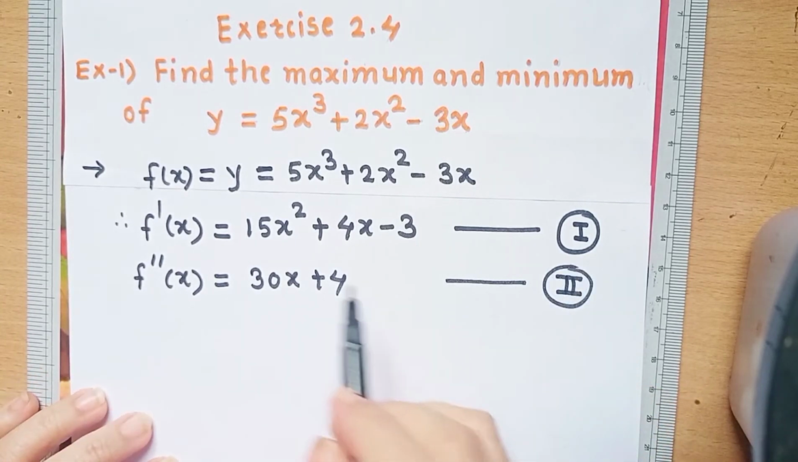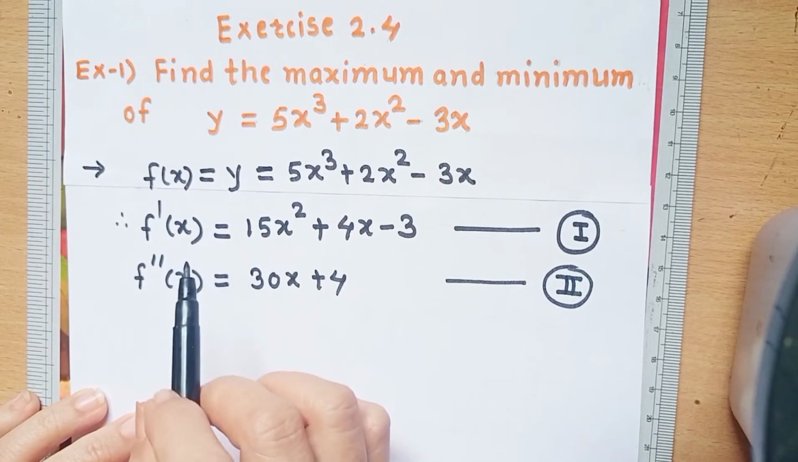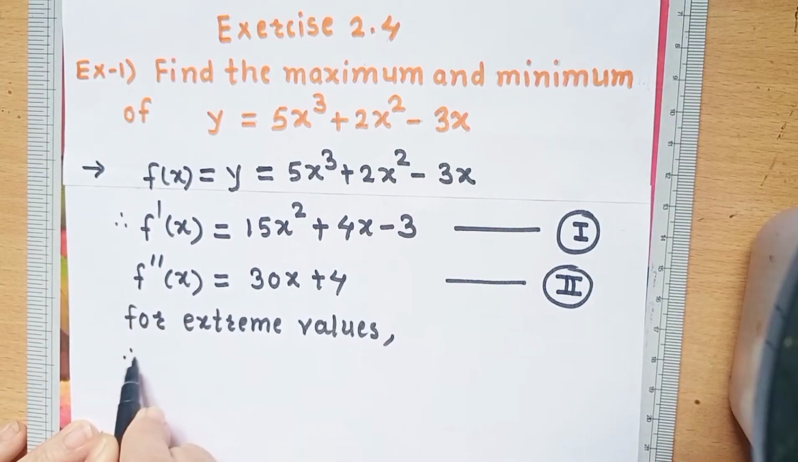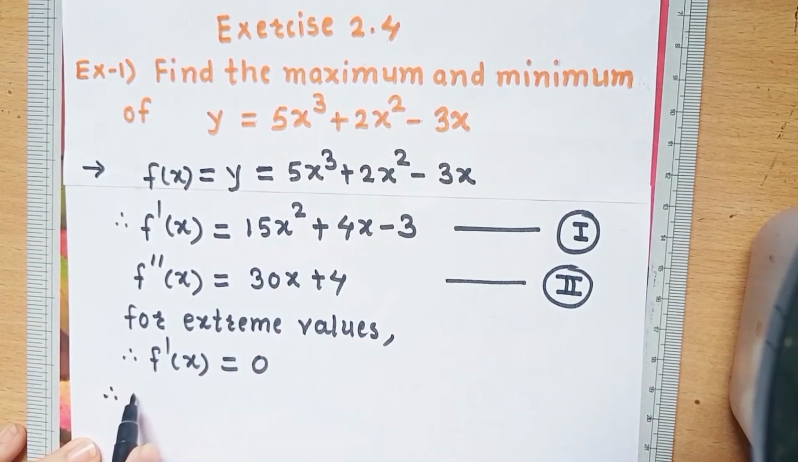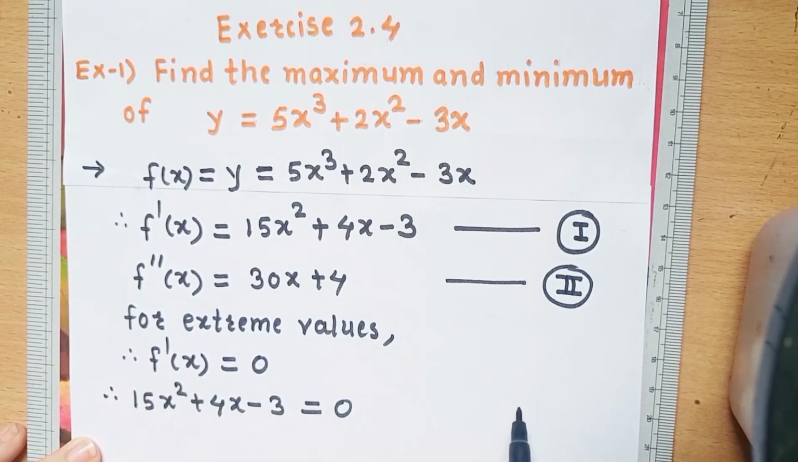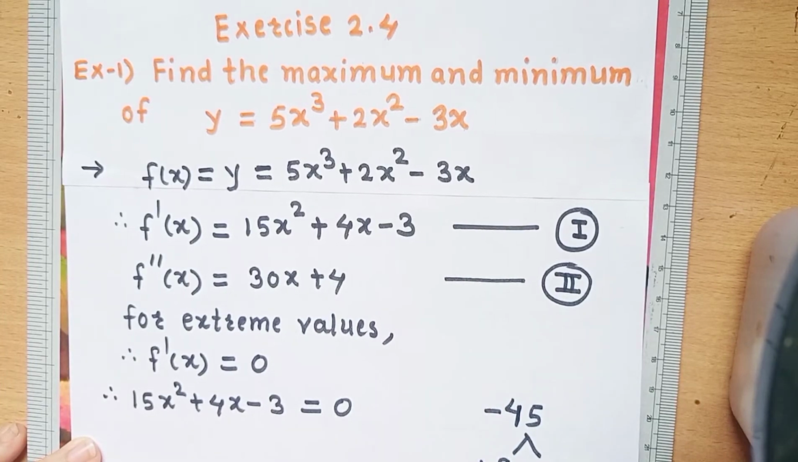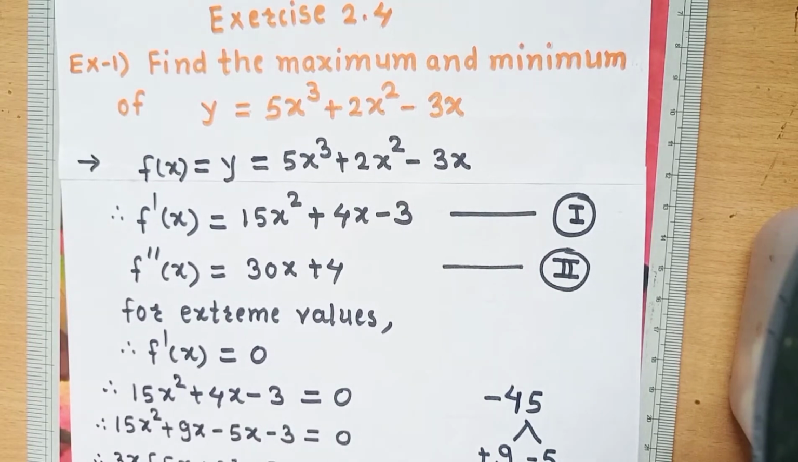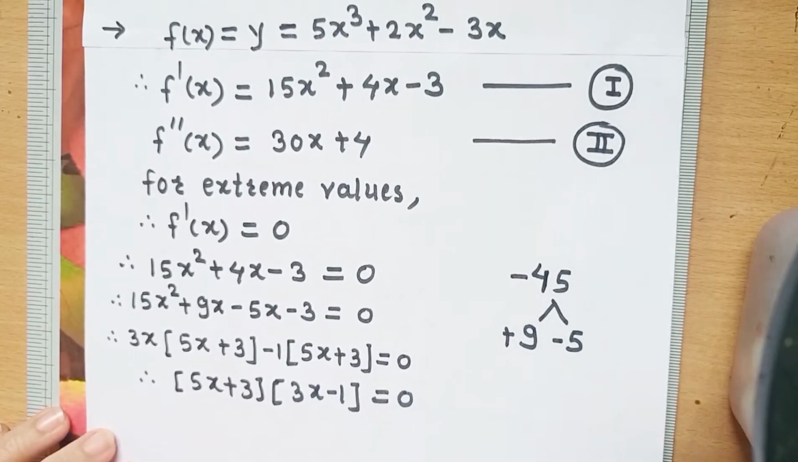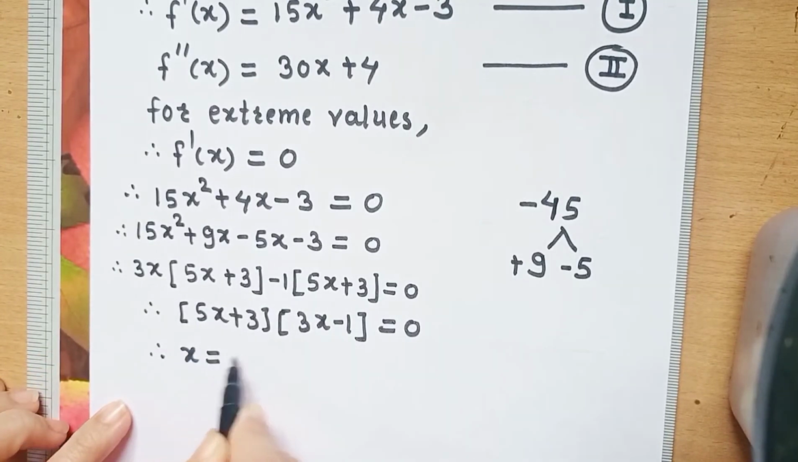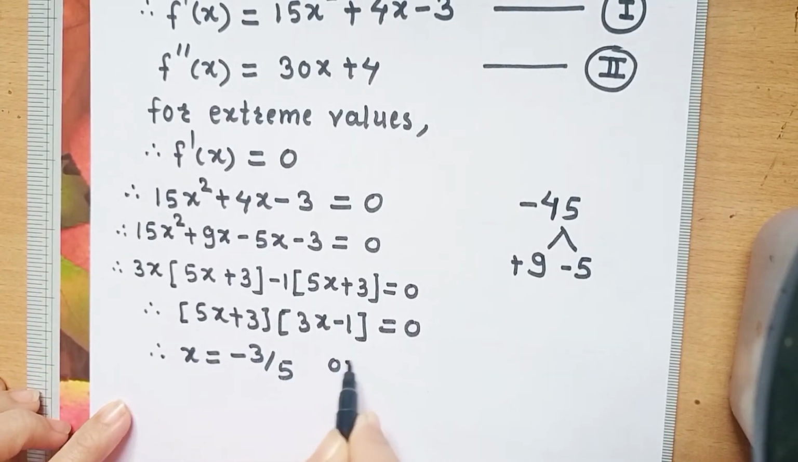Now by the second derivative test, this first derivative equate to 0. Therefore f dash of x equals 0. Now find out the factors. So 15 3s are 45. Simplify this. So we have the factors 5x plus 3 and 3x minus 1, that is equal to 0, and therefore x is equal to minus 3 by 5, or x is equal to 1 upon 3.